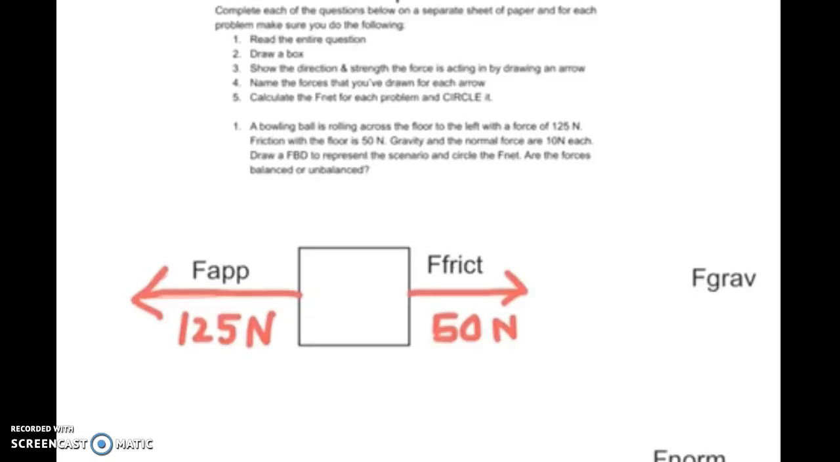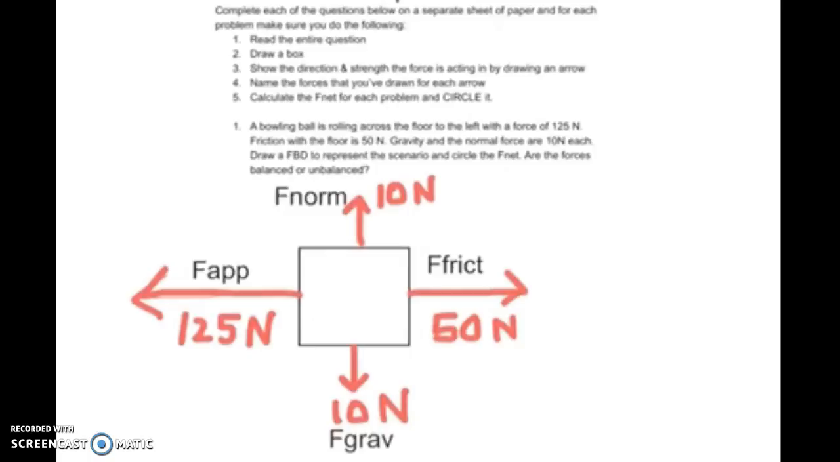Next it says gravity and the normal force are 10 newtons each. Well, for this we know gravity pulls an object down. This is 10 newtons. We're going to label it. And then normal force pushes up on a surface. So for that we're going to draw the arrow coming up, 10 newtons, and label it normal force.